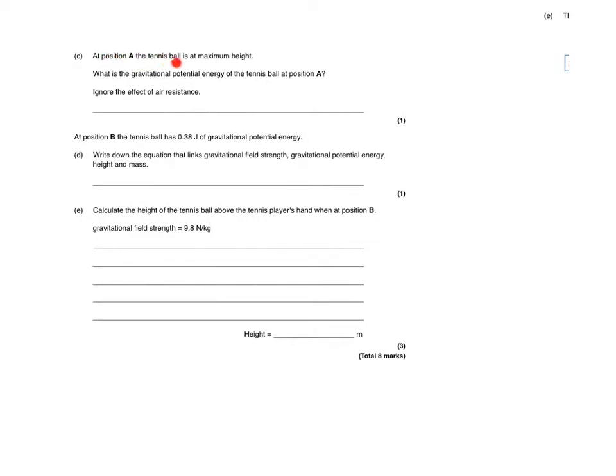At position A, the tennis ball is at maximum height. What is the gravitational potential energy of the tennis ball at position A? Ignore the effects of air resistance. At position B, the tennis ball has 0.38 joules of gravitational potential energy. Write down the equation that links gravitational field strength, gravitational potential energy, height and mass. Calculate the height of the tennis ball above the player's hands when at position B. Gravitational field strength is 9.8 newtons per kilogram.